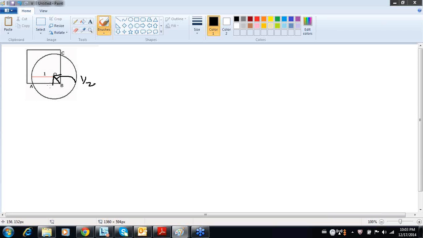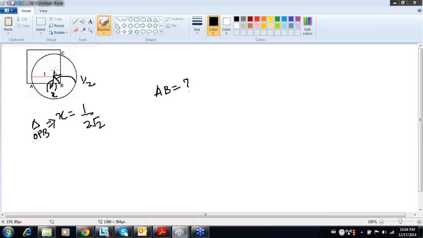These two will be equal because from the center they will be equidistant. So this and this will be the same. X will be 1 by 2 root 2. Just use the Pythagoras theorem in triangle OPB and you can find the value of x to be 1 by 2 root 2. Now, what is being asked? The value of AB is being asked.